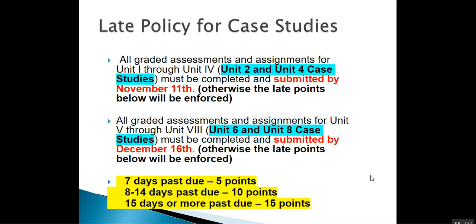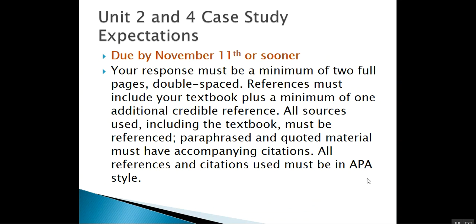Next, I wanted to review the different case studies. Let's talk about the first ones, the Unit 2 and Unit 4 case studies. I've got a slide right here. First of all, they have to be submitted by November 11th or sooner. And second, here are my expectations: your response must be a minimum of 2 full pages, double spaced.